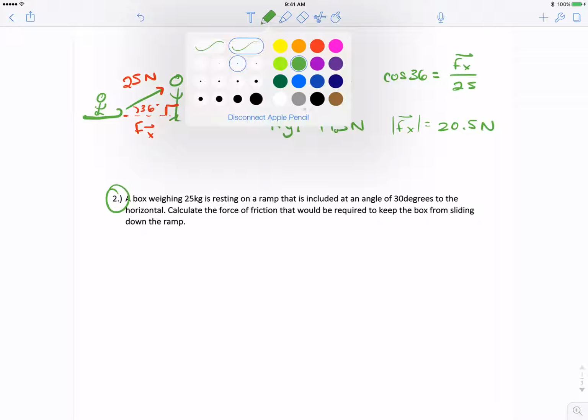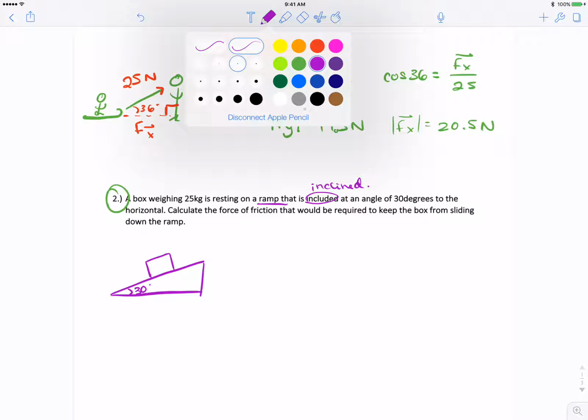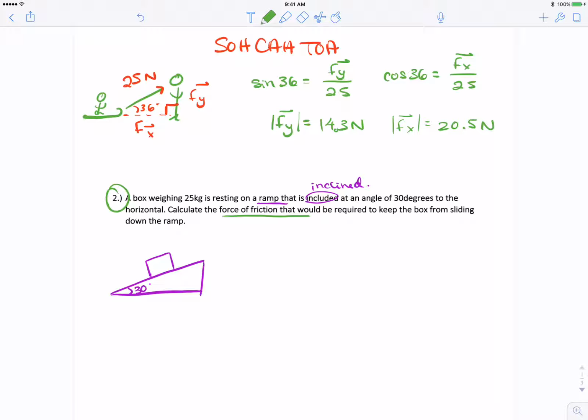I have a box, and it's resting on a ramp. As soon as you see a ramp in a question, draw a little pizza slice. Okay, that's my ramp. It says the ramp should be inclined at an angle of 30 degrees to the horizontal. And I have a box that's sitting on the ramp. So it says, calculate the force of friction that would be required to keep the box from sliding down the ramp. So this means that there is no movement.